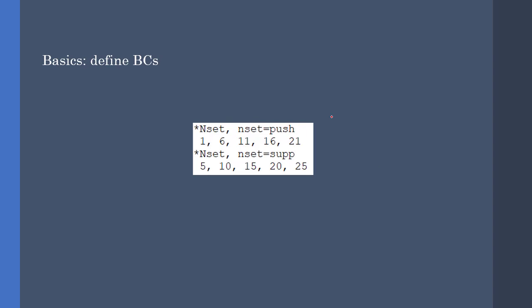Next, we are going to define the boundary conditions. For example, if we want to have supports and we are going to have some nodes that will be pushed, we are going to use the option inset.